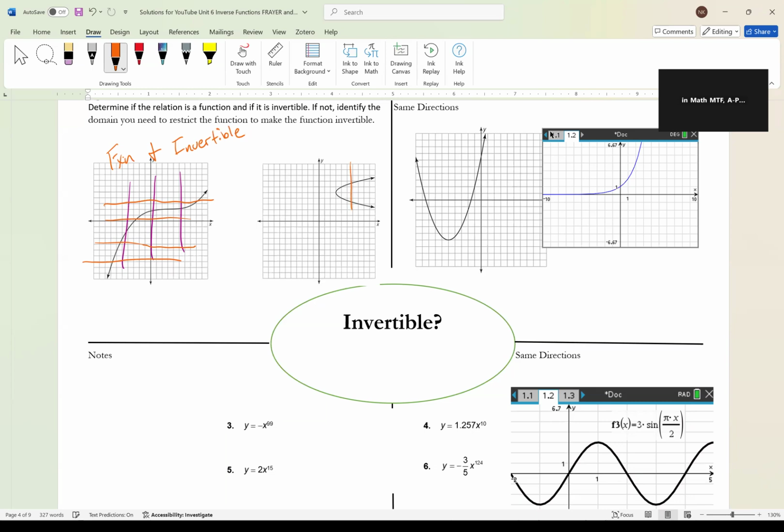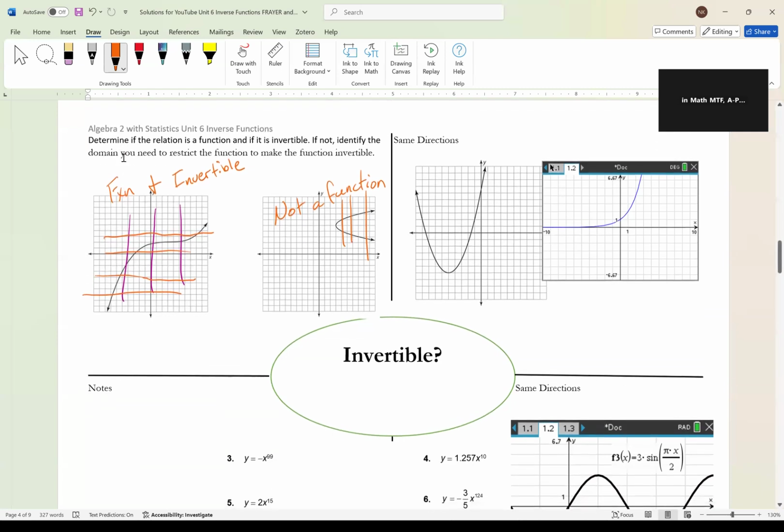Here, not a function, right? I see very clearly using that vertical line test that there are multiple times where one input maps to more than one output. This exponential here is already 1-to-1. It's already invertible. It's already a function.